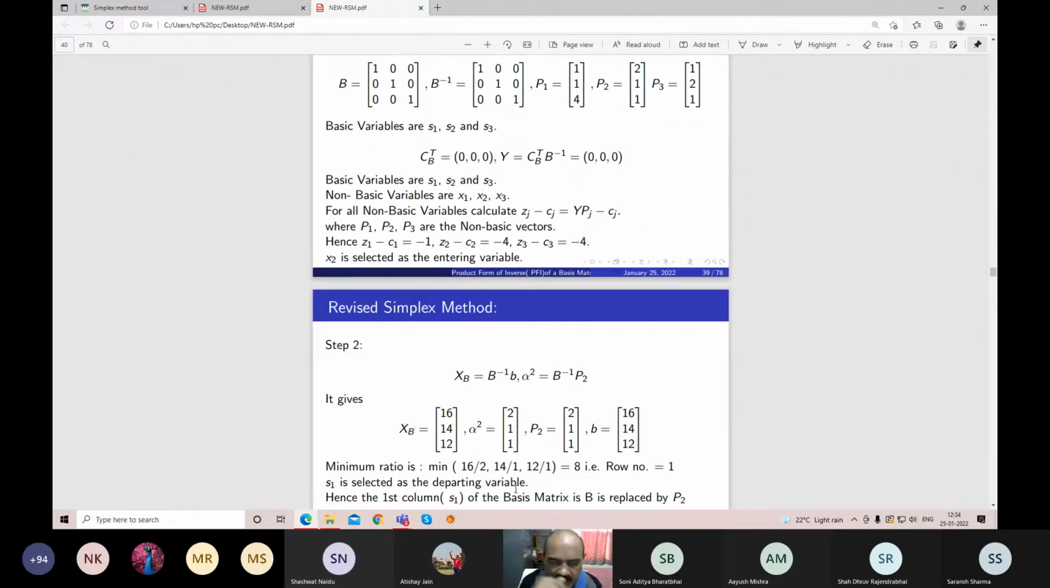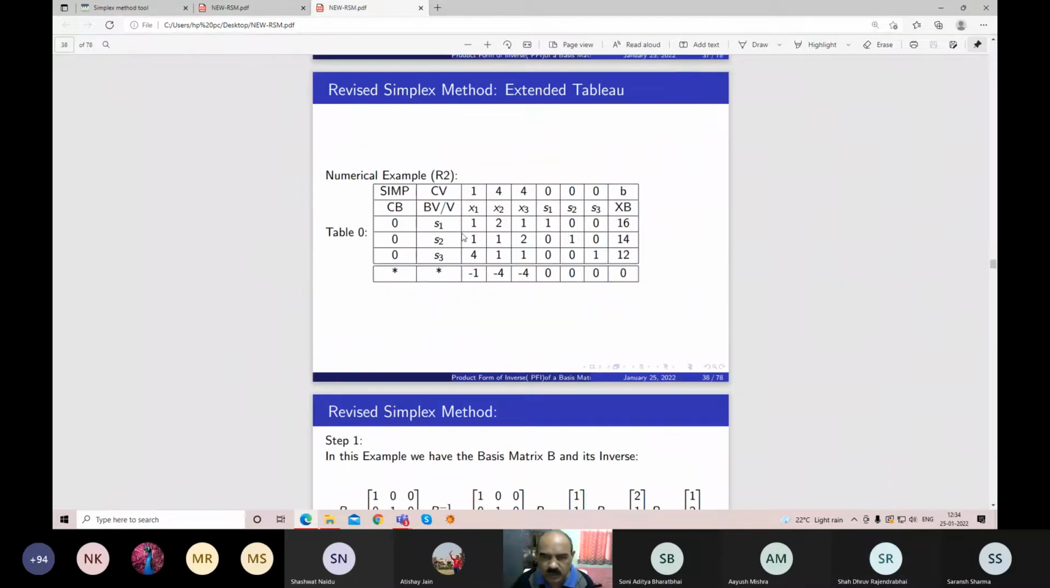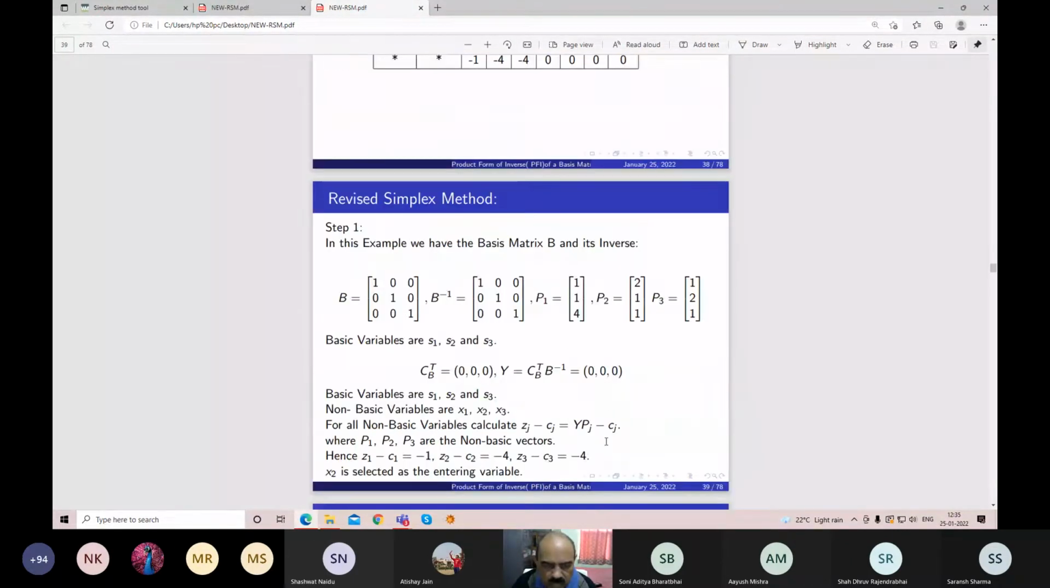And which one is the entering variable? P2 is the entering vector, x2 is the entering variable. Now see, S1 is the departing variable. P2 is 2, 1, 1 and S1 is 1, 0, 0. So this 2, 1, 1 and 1, 0, 0, what will we do? In the basis matrix, the first column will be replaced by P2.